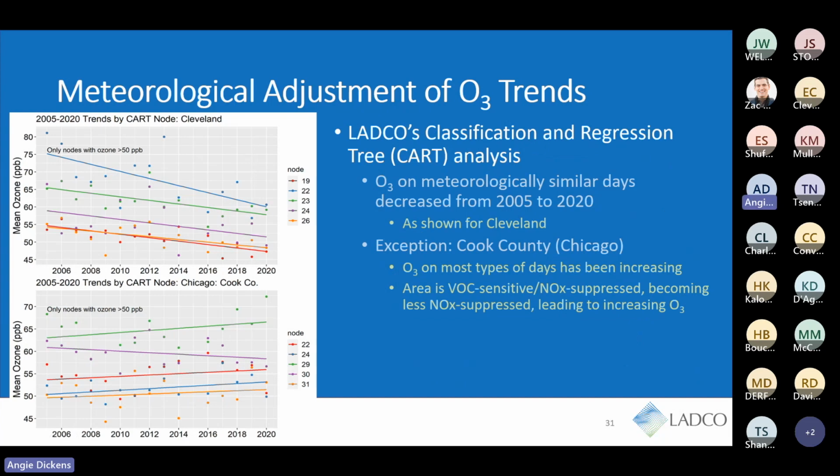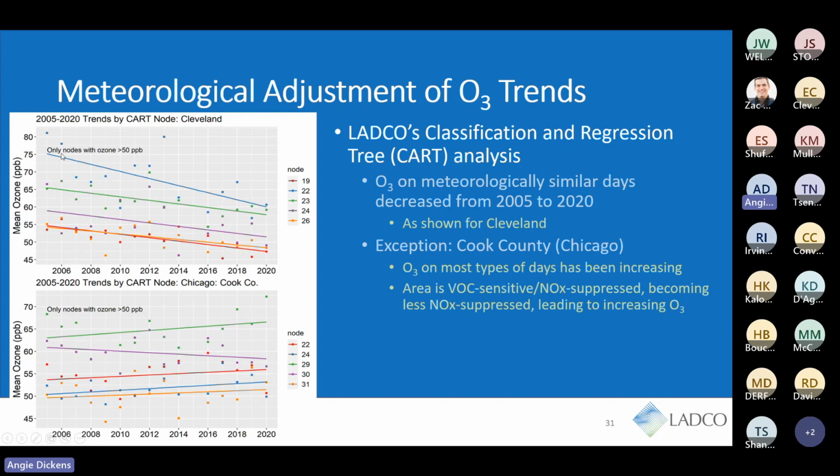Another way of doing this is the classification and regression tree, the CART analysis that I do, and Donna did before me. And this shows Cleveland on top. And what we see is each of these colors corresponds to meteorologically similar days. So for example, maybe temperatures over 85 degrees and southerly winds greater than 2 miles an hour, or something like that. Basically, each group has similar meteorology.